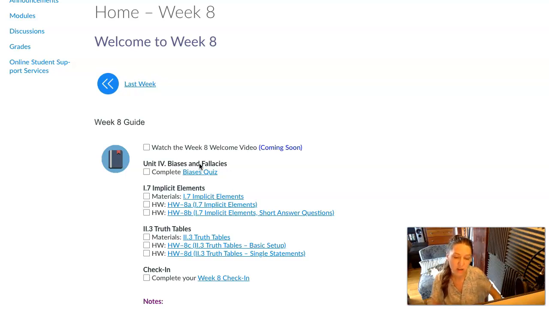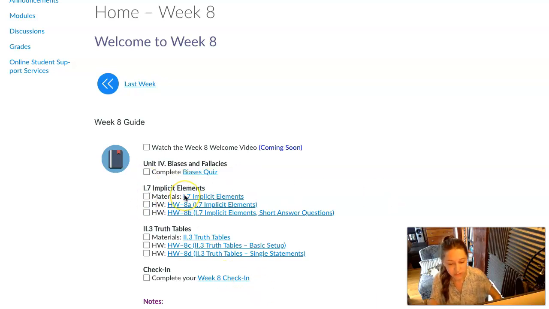So here's the plan. I'm going to start with the biases quiz. I'm going to open up the practice quiz, and I'm going to say a bit about each of the biases. In particular, I'm going to emphasize what the essential features of the biases are and highlight how to connect them to the passages in order to get complete credit on short answer questions.